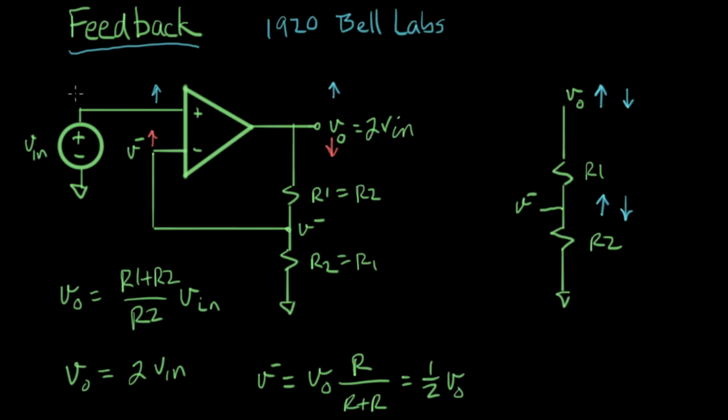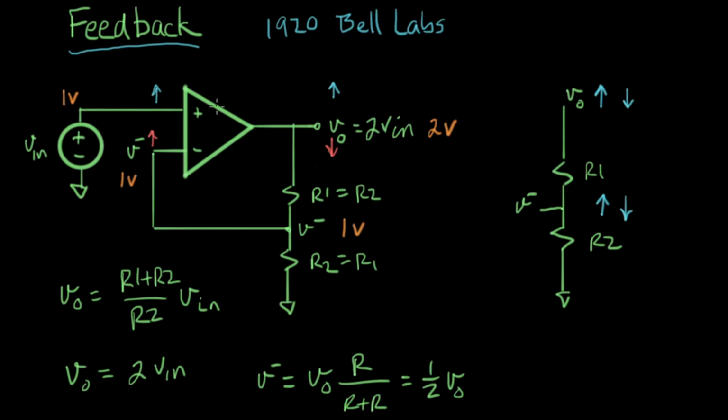Let's put a real voltage on here. Let's say this is at 1 volt. Going through our amplifier, we know that V out equals 2 volts. That means V minus equals 1/2 of V out, so V minus is 1 volt. So this is 1 volt here.